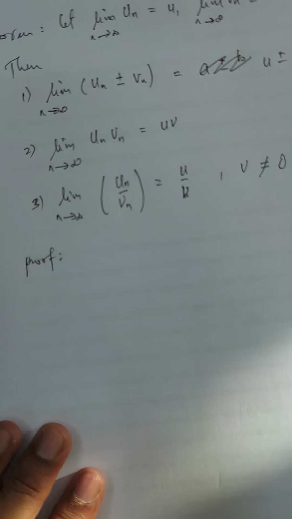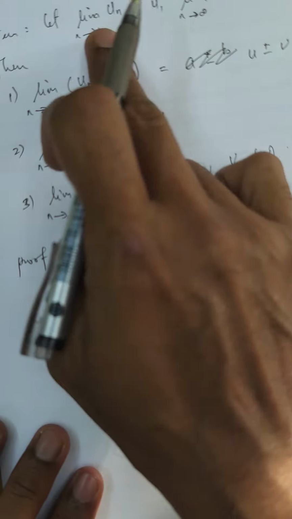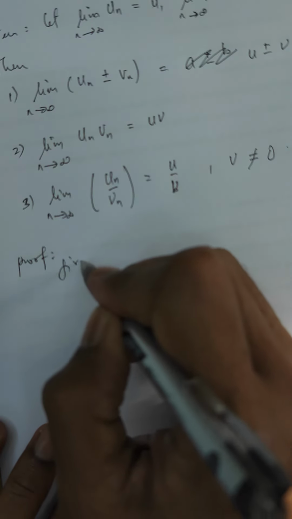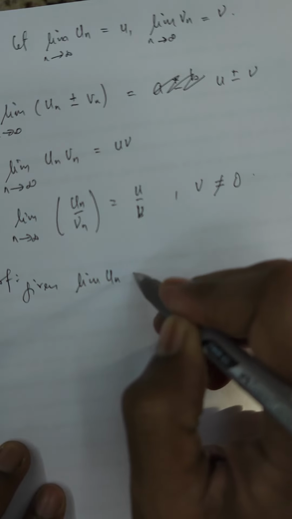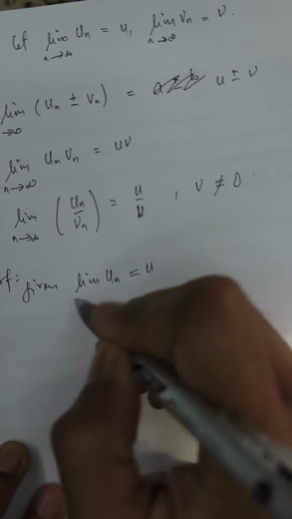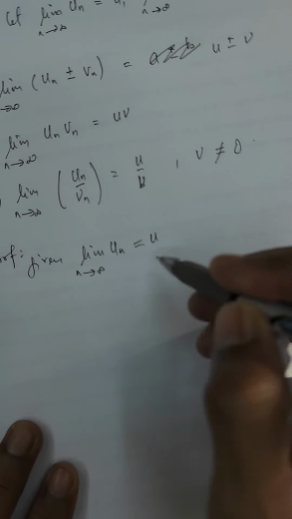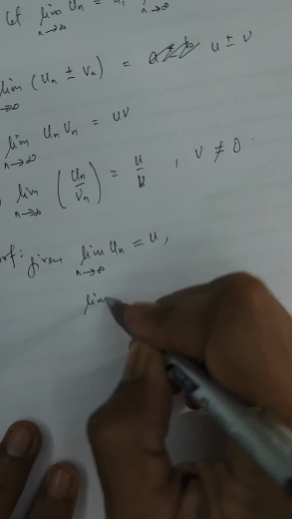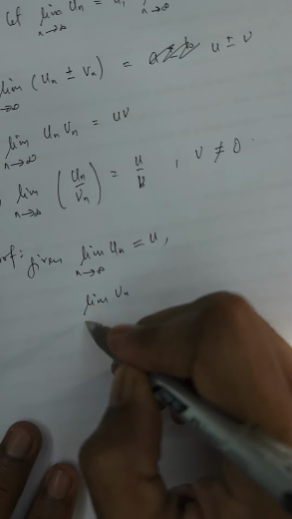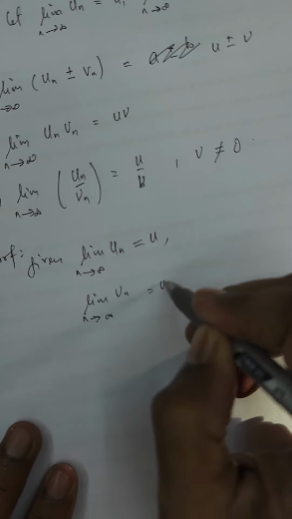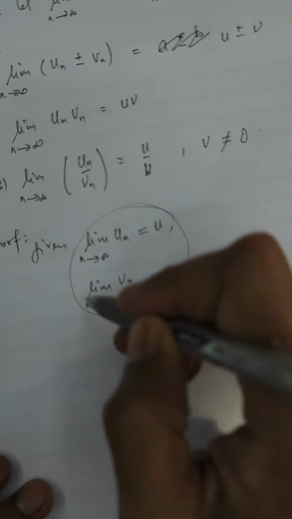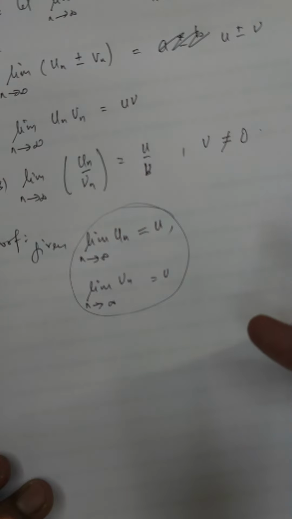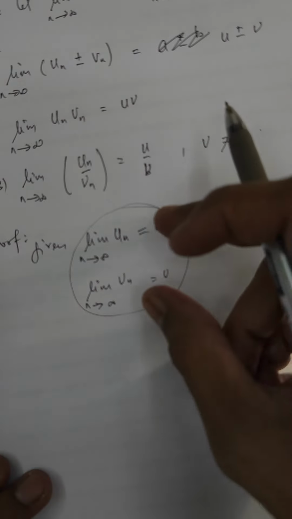Okay, so proof of the first part. That's what we want to show. Given those things, given the limit of un equal to u and the limit of vn as n goes to infinity equal to v. From this, the given convergent sequences, we can use the definition of the limit.